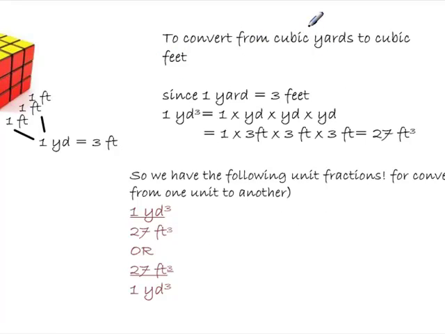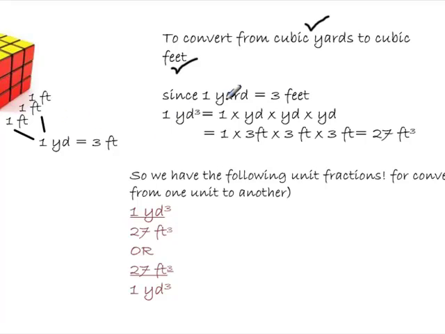Now let's convert from something a little bit larger. Let's start with a cubic yard, and we want to convert that first to cubic feet. Here's your picture. Notice that I've broken up that side of the cube, which is 3 feet, into 1 foot intervals. We know that 1 yard is equal to 3 feet, so we have 3 feet on every dimension of this cube, and we wind up with 1 cubic yard as the volume.